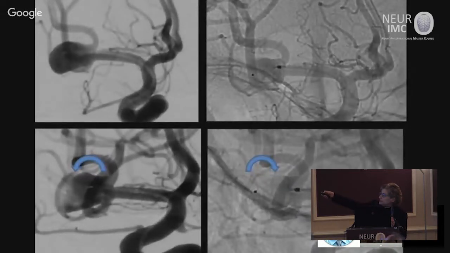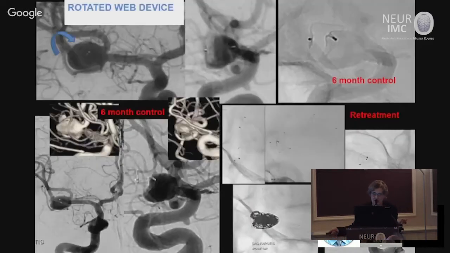And after the release, it rotated. So it is normal that it came back with aneurysm remnant. It is not the same thing as a remnant. It's the failure of the treatment. So we ended up treating this with Y stenting plus coiling.